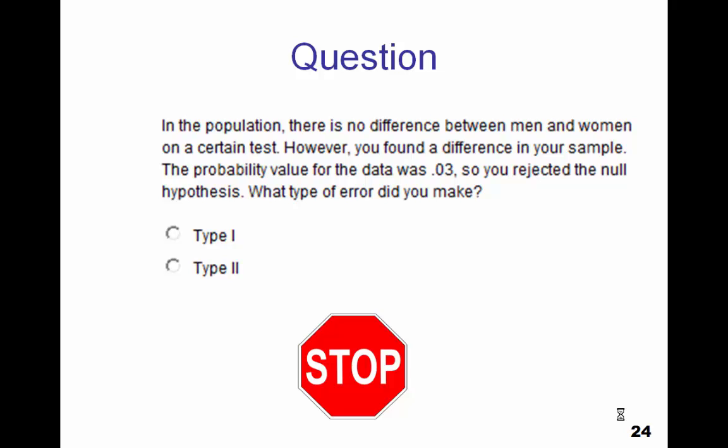In the population, there is no difference between men and women on a certain test. However, you find a difference in your sample. The probability value for the data was 0.03, that's less than 0.05, so you rejected the null hypothesis. What type of error did you make? Stop the video and answer the question before looking at the solution on the next slide.